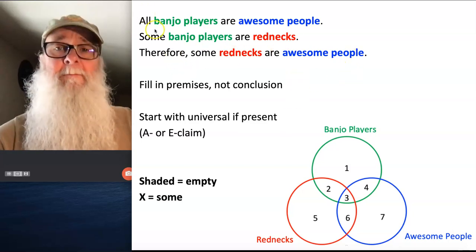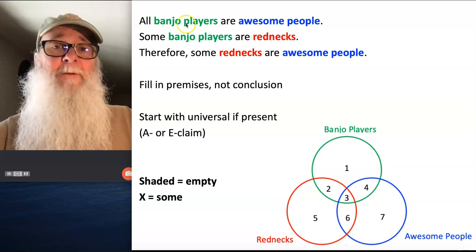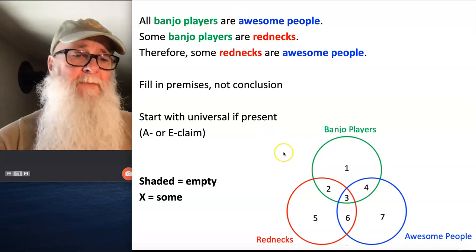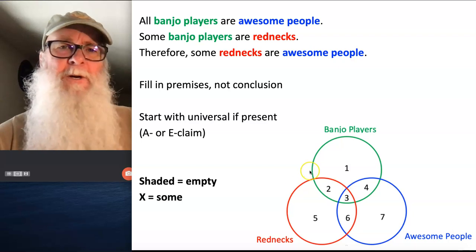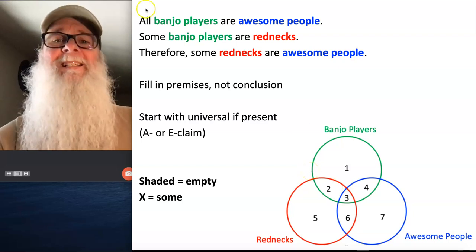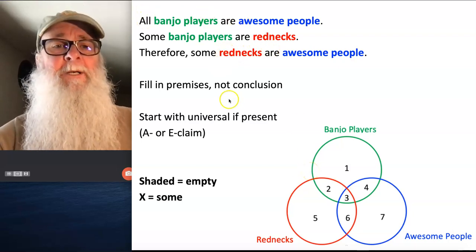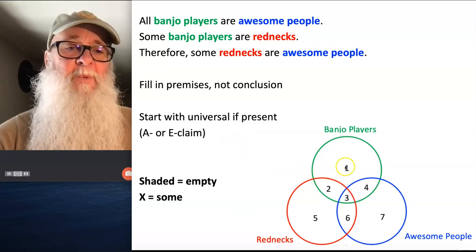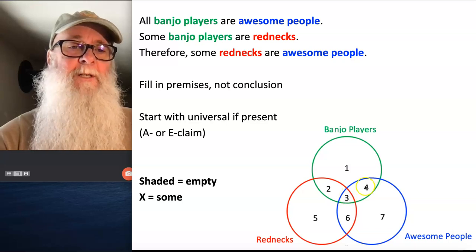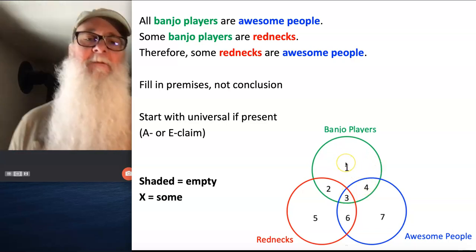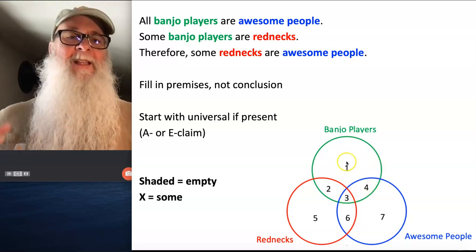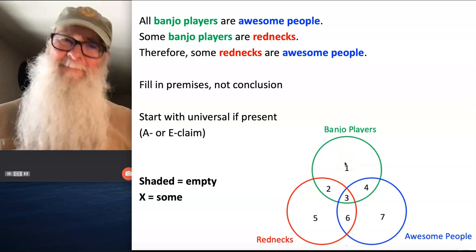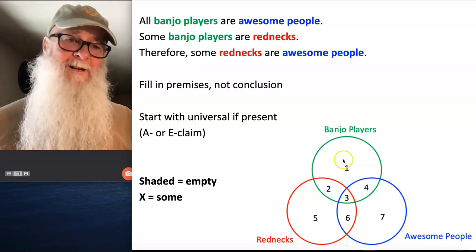Okay, so now we want to skip back up to our first premise. All banjo players are awesome people. So I want to show that there are no banjo players that are not awesome people, because every single banjo player is an awesome person. So where are my banjo players? They're here in areas 1, 2, 3, and 4. If there was anything here in area 4, that would be a banjo player that is not an awesome person. And I'm trying to show that all banjo players are awesome people.